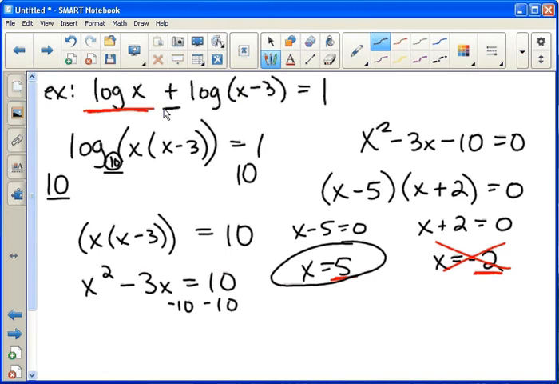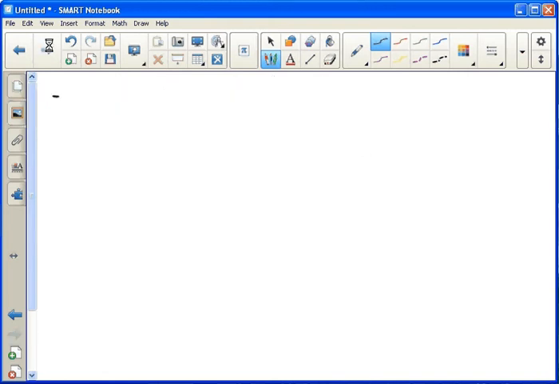Alright, let's try one more like that, so hopefully that'll help cement it for you. We'll do log base 2 of x plus log base 2 of x minus 7.